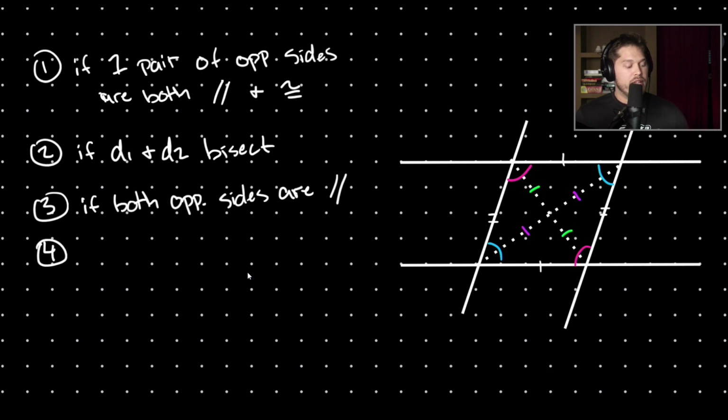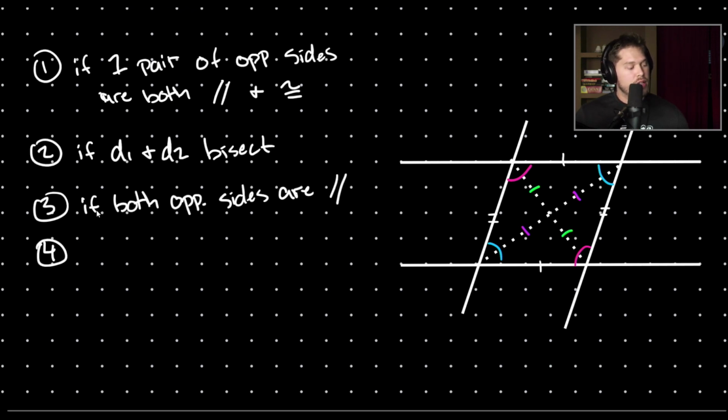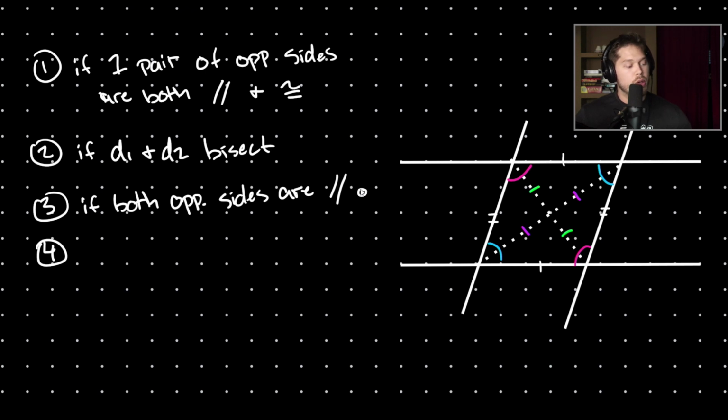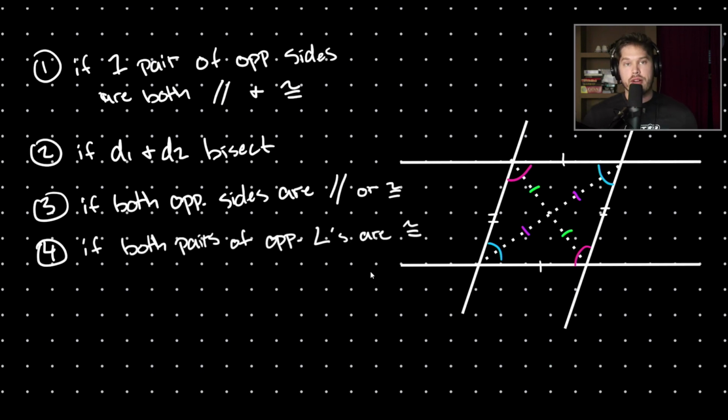A fourth way to determine is if both pairs of opposite sides are congruent. So if both pairs of opposite sides are congruent, this is a way to determine that your shape is a parallelogram. Next, if both pairs of opposite angles are congruent, then you can determine that your shape's a parallelogram.